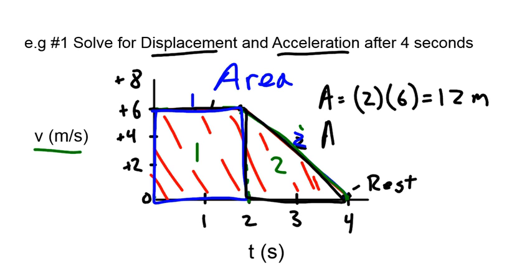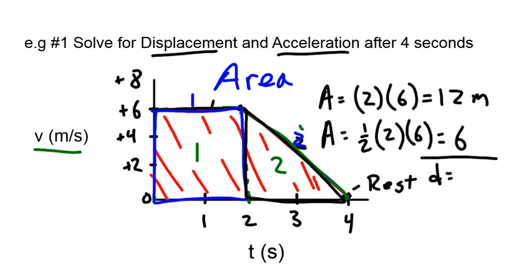And then for the second one, the formula for the area of a triangle is 1/2 base times height. So I do half. The base is again 2 seconds. My height is 6 seconds, so 2 times 6 is 12 divided by 2. I get 6 meters. And so my total displacement after 4 seconds is just the 12 plus the 6, which ends up being 18 meters. And there is the acceleration and displacement for a fairly simple graph.